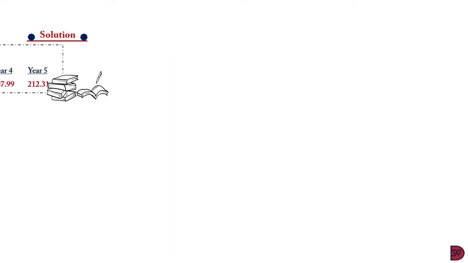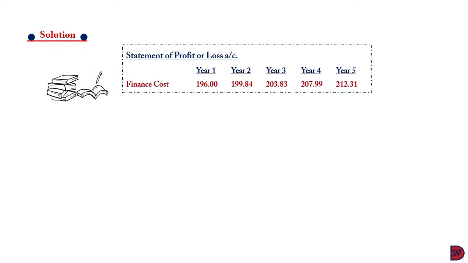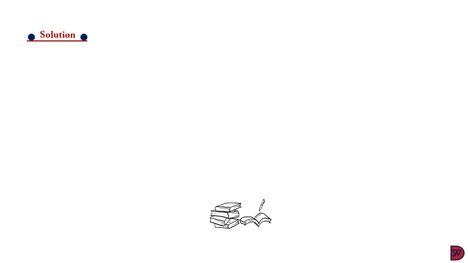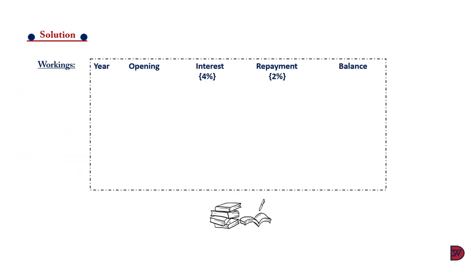So for the solution, on the statement of profit or loss, you're going to have a finance cost of $196 for year 1, $199.84 for year 2, $203.83 for year 3, $207.99 for year 4, and $212.33 for year 5. We come to the statement of financial position and we have these figures here. Let's move straight to look at the mechanism that brought about these figures.